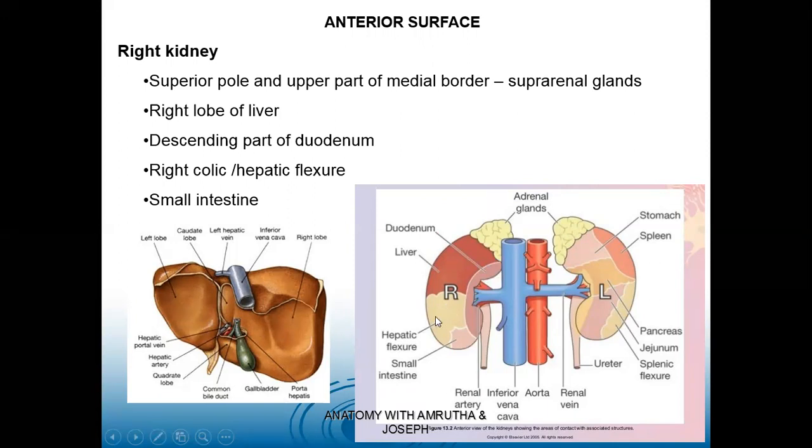The ascending colon continues as the transverse colon, so that point is the hepatic flexure. This area is related to the small intestine, which is in between the duodenal area and the hepatic flexure, this area.